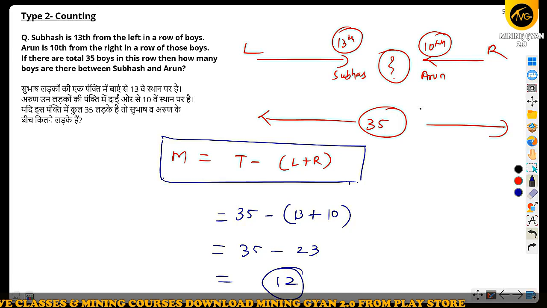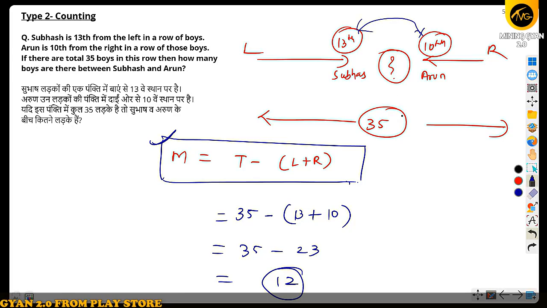Okay, so always remember this is the logical formula to calculate the total number of students in between the two students. m is equals to t minus l plus r. The logic is just add these two ranks and minus from the total number of students, and you will get the correct answer, or number of boys between the Subhas and Arun. So basic logic is just add these two ranks 13 and 10 and minus from the total number of students 35. Okay.